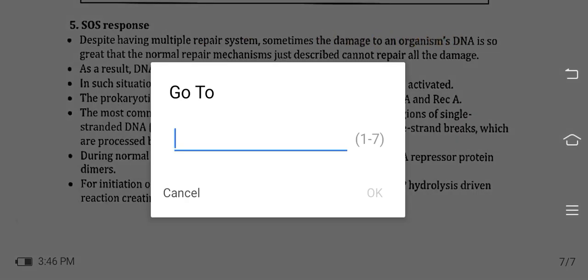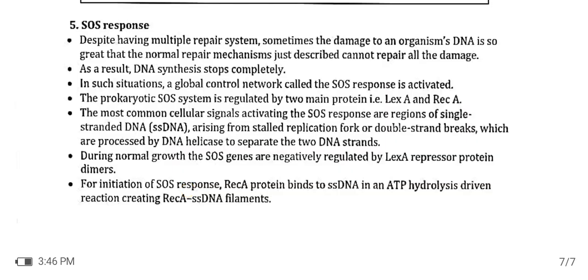Then the SOS response. Despite having multiple repair systems, sometimes the damage to an organism's DNA is so great that the normal repair mechanisms just described cannot repair all the damage. As a result, DNA synthesis stops completely. In such situations, a global control network called the SOS response is activated. Save our souls system. The prokaryotic SOS system is regulated by two main proteins, LexA and RecA.